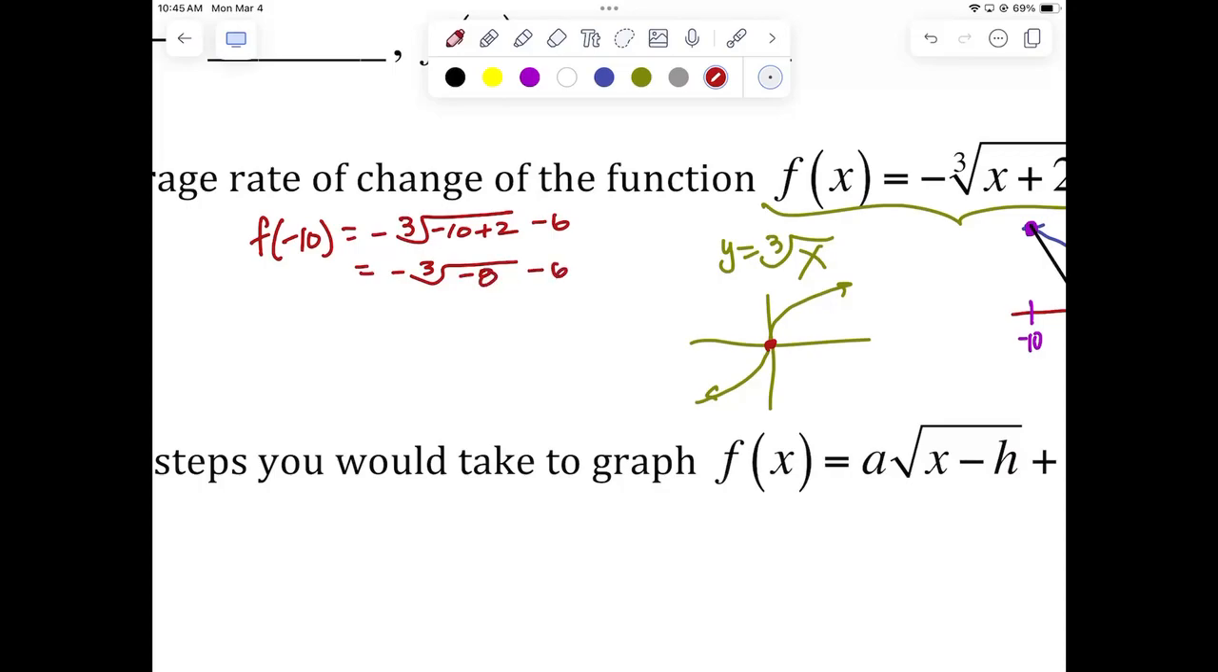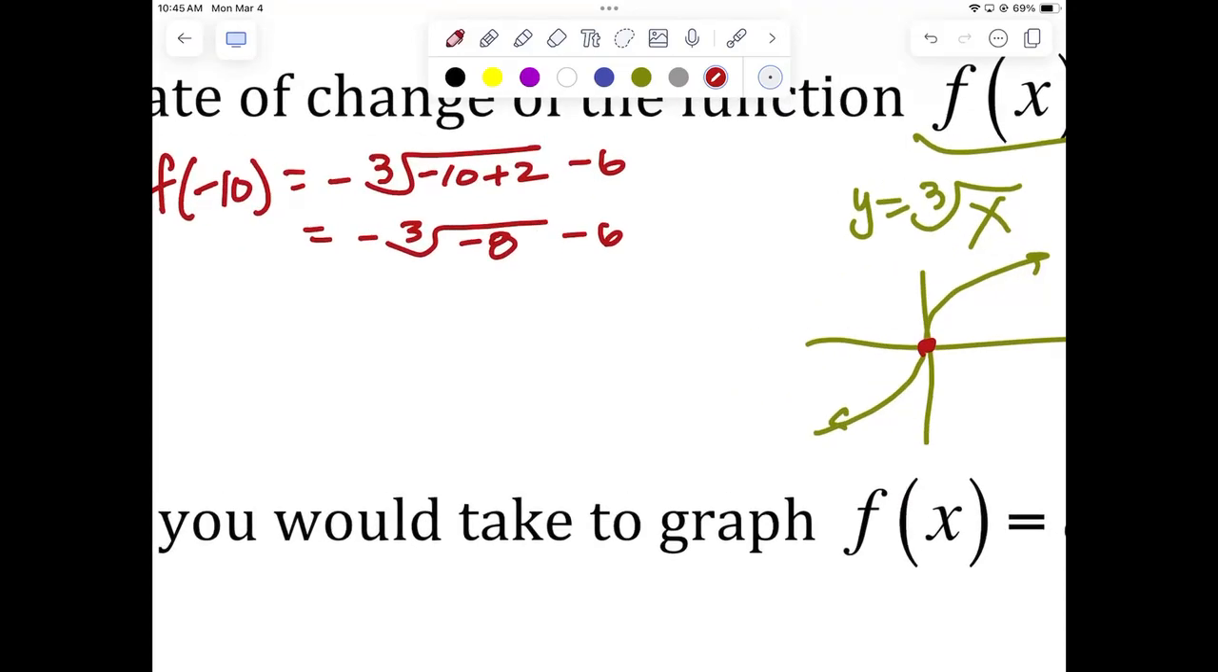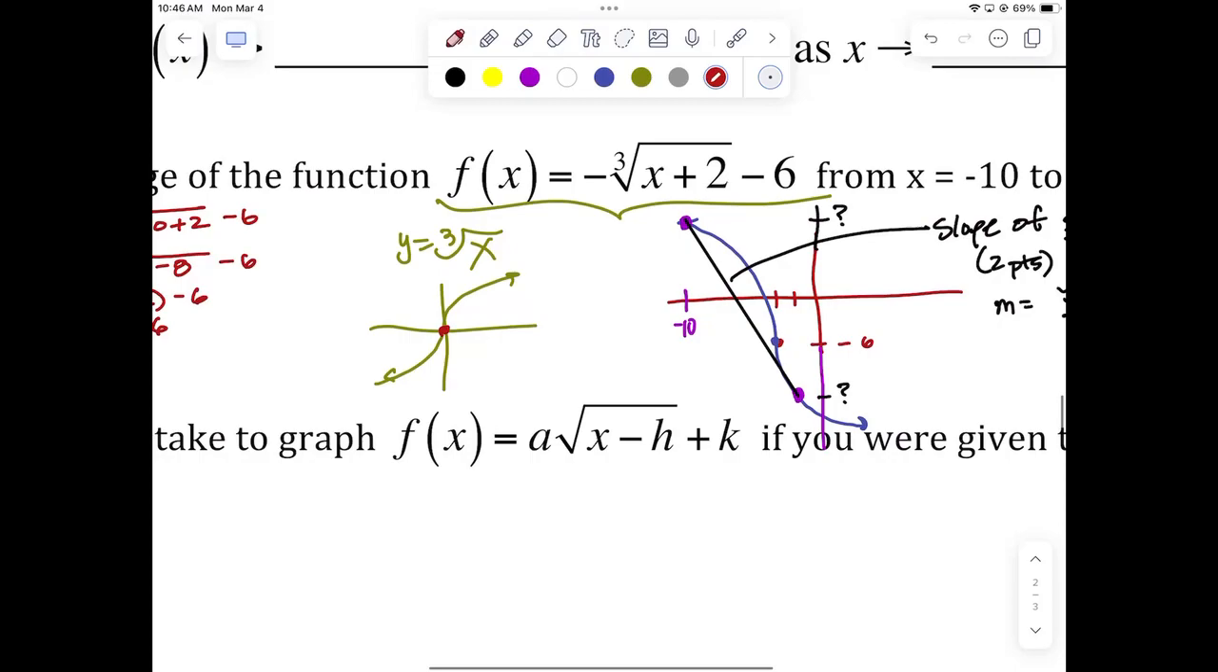Minus 6. Now we talked about this the other day. What's the cube root of -8? -2. So that gives me -2. There's still a negative out front. Oops. And that's still minus 6. And of course, what's -2 also known as? +2. So we get 2 minus 6, which gives us it's -4.